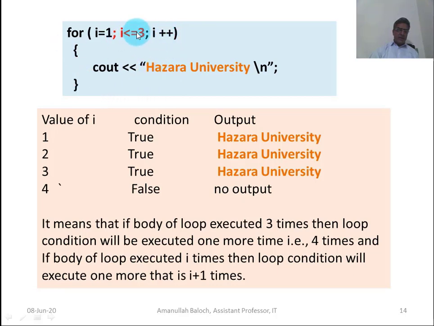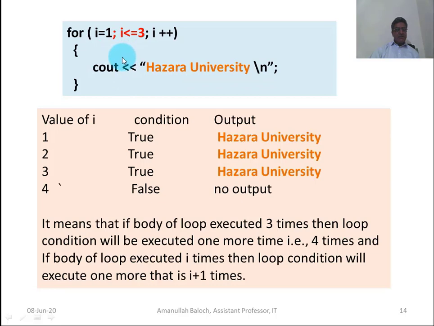4 is not less than 3 and it is not equal to 3. Therefore, the computer will not display Hazara University, but for I equal to 4 the test condition becomes false. The test condition is still executed, because after its execution it becomes true or false. It means the for loop test condition will be executed 4 times while the body will execute 3 times.